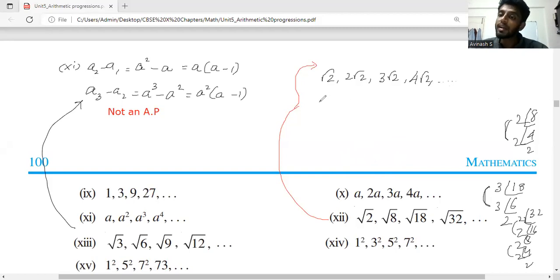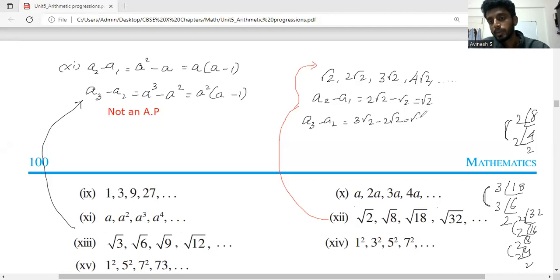And now after converting the 12th subdivision into a simpler version, now you check A2 minus A1. This will be 2 root 2 minus root 2. This will be root 2. Similarly, A3 minus A2. This will be 3 root 2 minus 2 root 2. This will also be root 2. Similarly, A4 minus A3. This will be 4 root 2 minus 3 root 2. This will also be root 2.